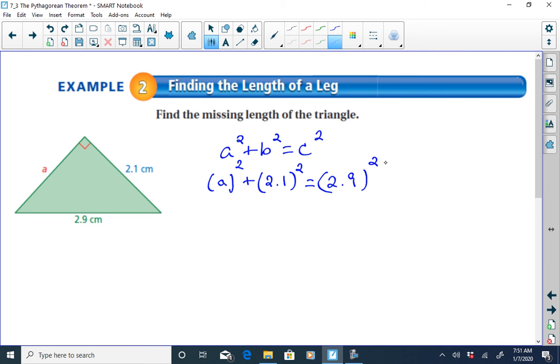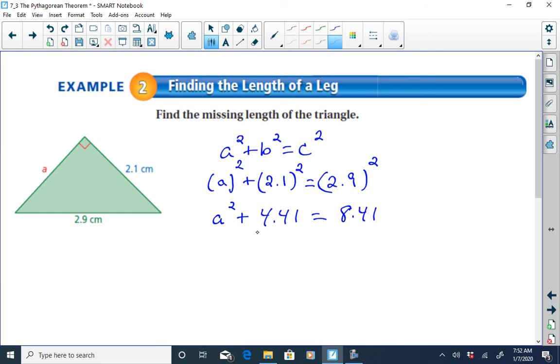Now, I'm going to have to use a calculator to do some of this. So I'll grab my calculator and see what this is going to look like here. When we have our calculator, we want to take 2.1 times 2.1, and that's going to give us 4.41. So a squared plus 4.41 is going to be equal to, let's do 2.9 times 2.9. That's going to be 8.41.